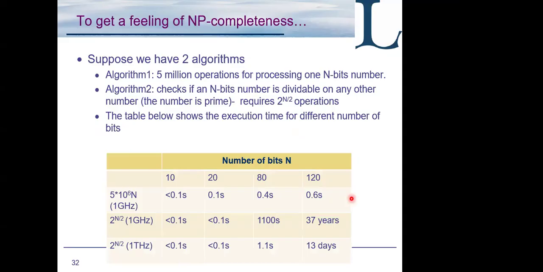Also there exists time complexity, and we can discuss it using two simple algorithms as an example. Algorithm 1 is a linear task. It takes about 5 million operations to process an n-bit number. Algorithm 2 checks whether an n-bit number is prime, and it requires roughly this amount of operations. If you don't trust me, you can check for yourself. And the complexity is growing exponentially.